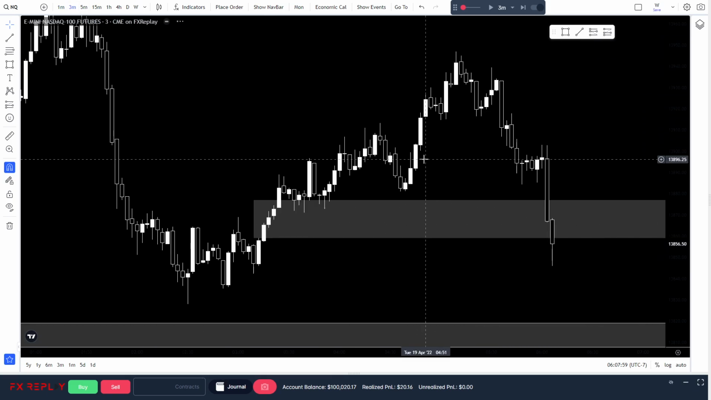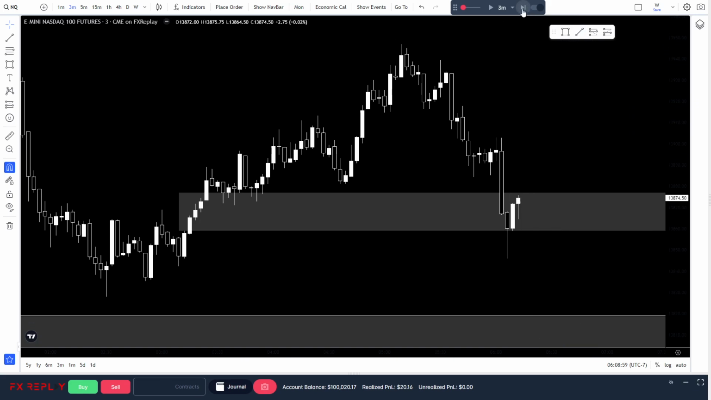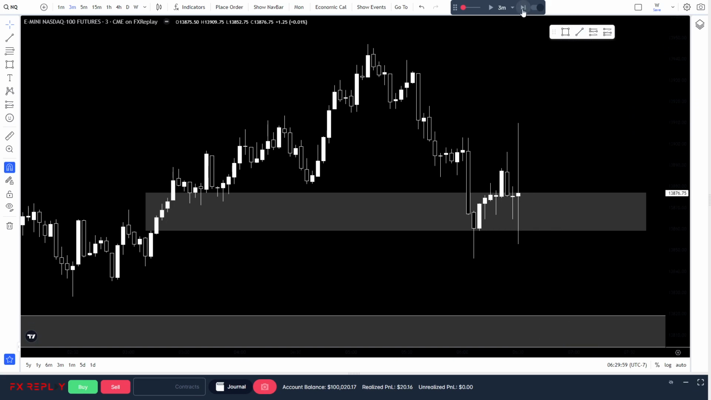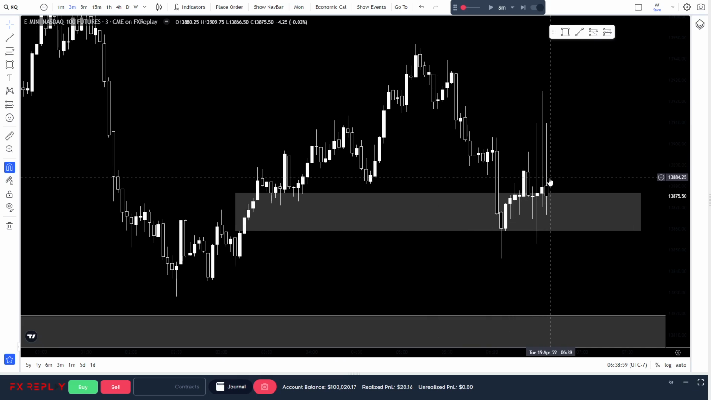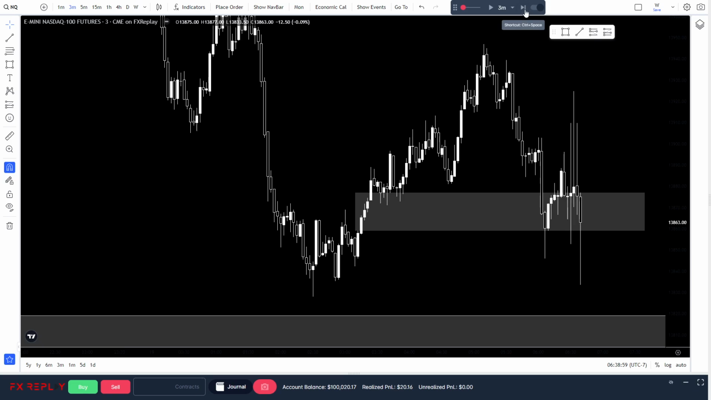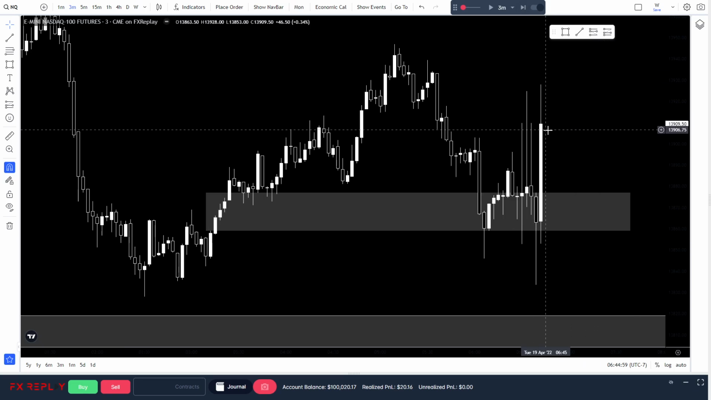I want to see how this reacts. So we have another potentially really good 3-minute here. I want to see if we get this. Dude, what are these wicks? I guess this is market open, but this is really strange. What on earth is this?